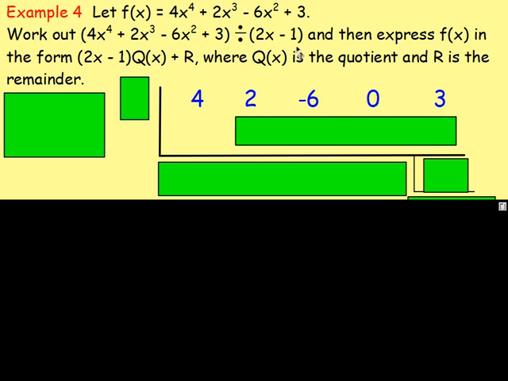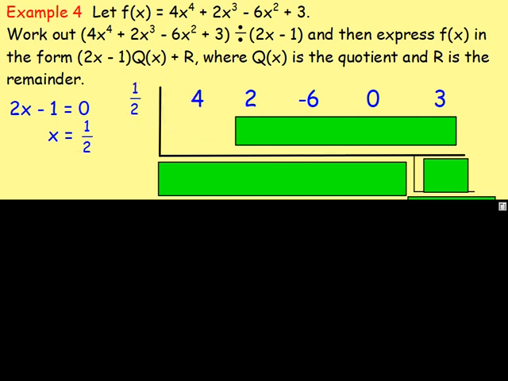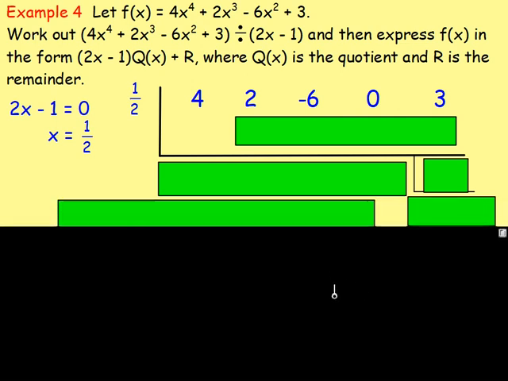We're dividing by 2x minus 1, so set the divisor equal to 0. 2x minus 1 equals 0. Solve that for x, add 1 to both sides, divide by 2, and x would equal 1/2. This is the number then to the left of the vertical line, so we put a half in here. After that, just work your way along.